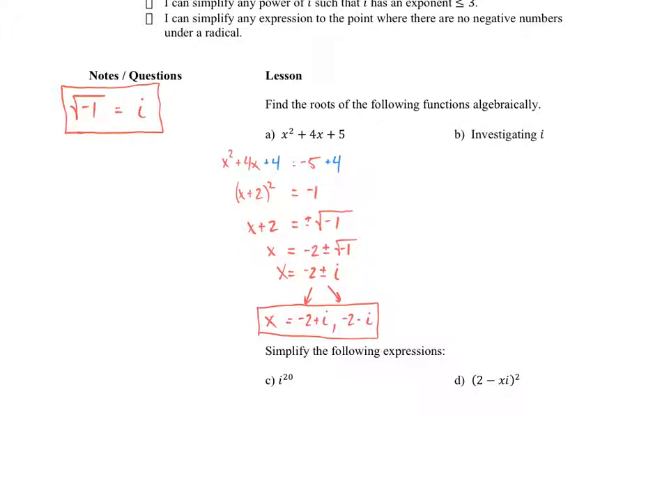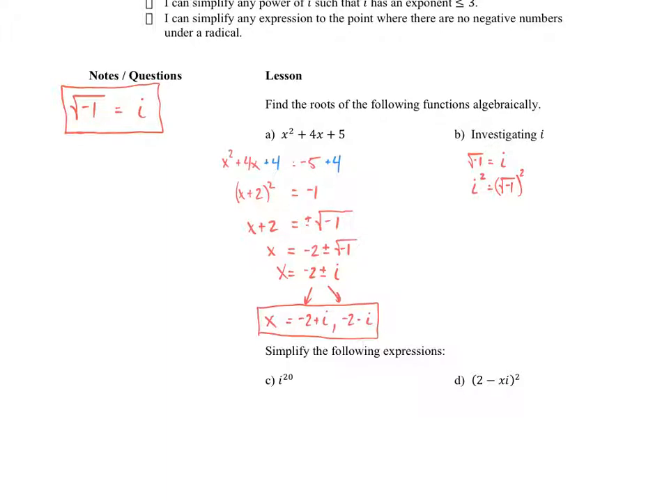So let's investigate that a little bit further here. If we know that the square root of negative 1 equals i, then what's i squared? Well, then i squared would be the square root of negative 1, squared.